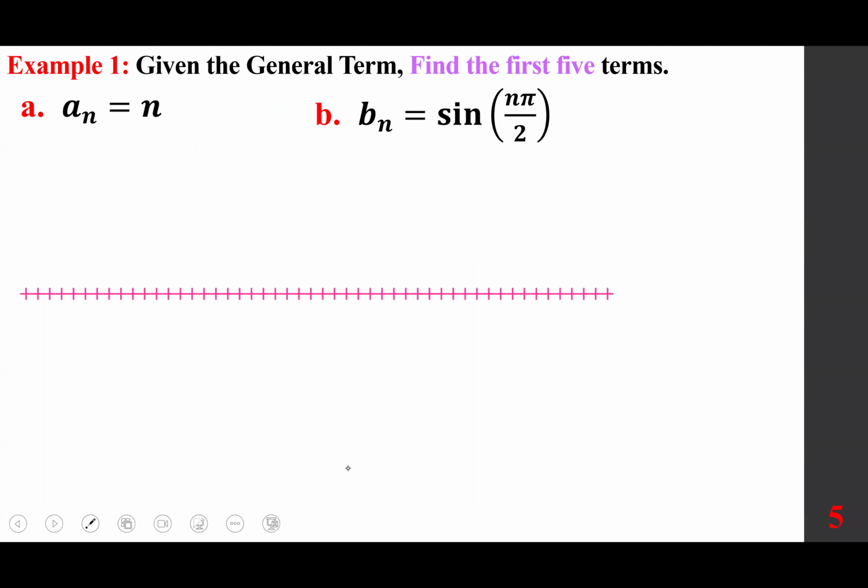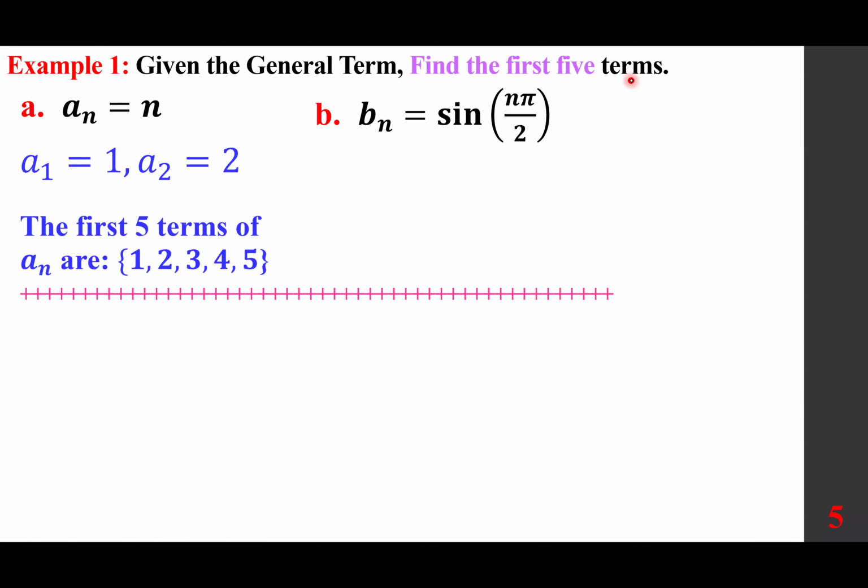Start with a very simple example. A sub n equals n. That means if you want any term, just use the number. So a sub 1 is 1, a sub 2 is 2, a sub 3 is 3, and so forth. And so because we want the first 5 terms, given the general term, find the first 5 terms: 1, 2, 3, 4, 5.